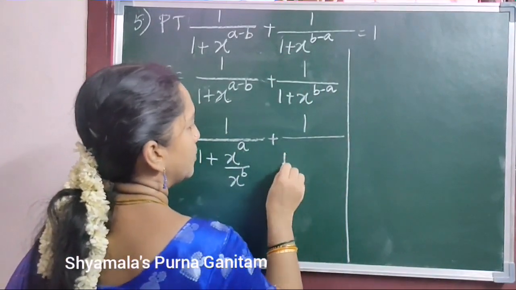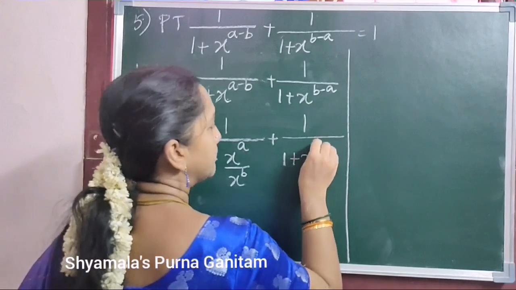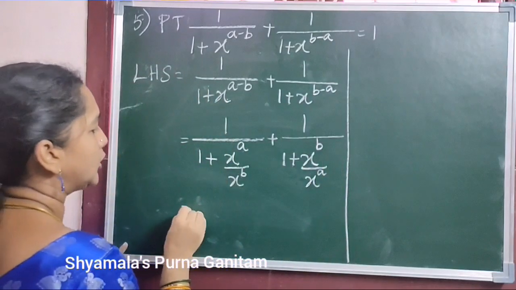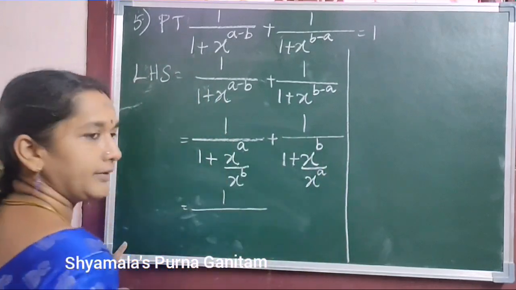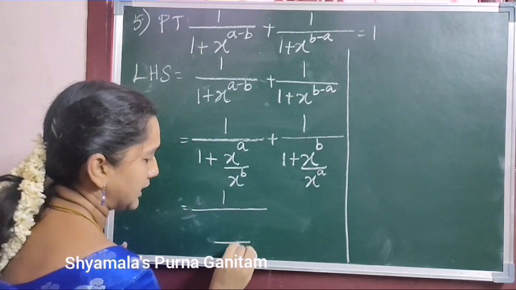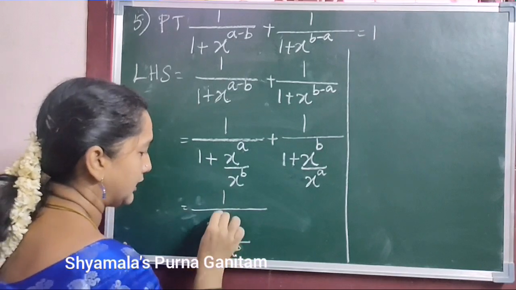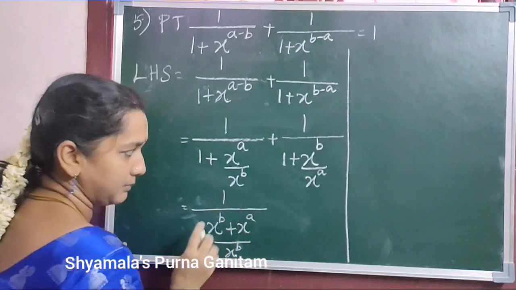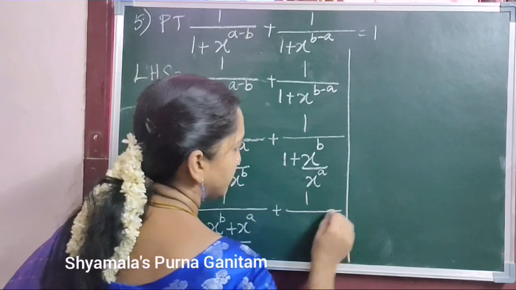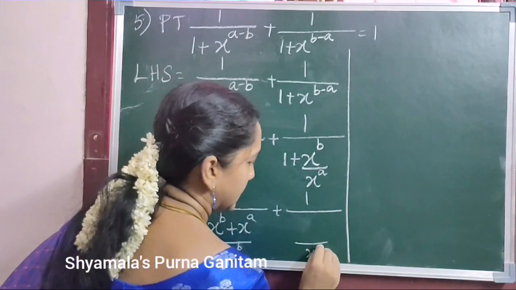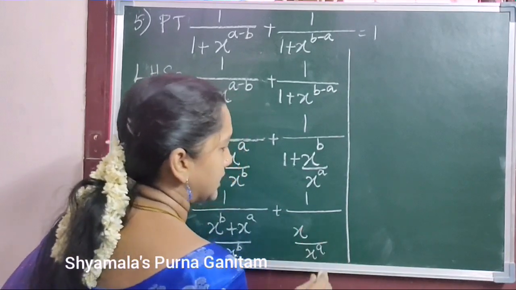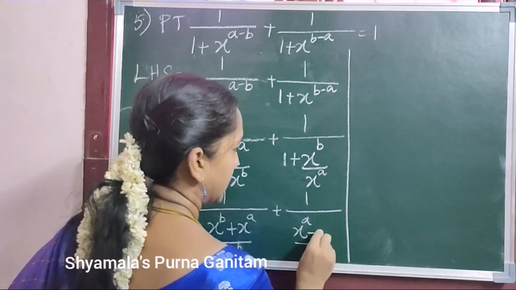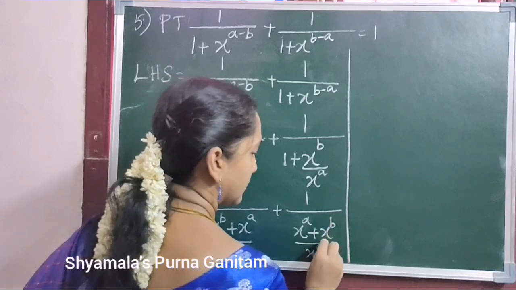1 by 1 plus x power b by x power a. So now the denominator has to be simplified. You have to take LCM. So LCM is x power b. So in the numerator you will get x power b plus x power a. For this part I am telling, plus 1 by, again x power a is the denominator, and the numerator you will get x power a plus x power b you will get.